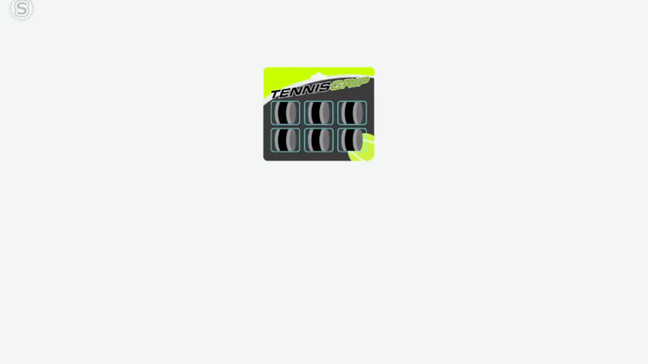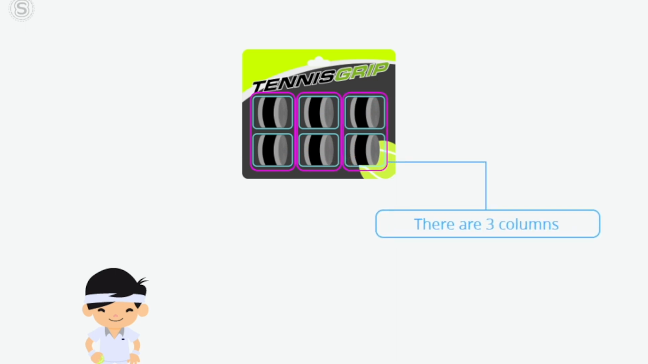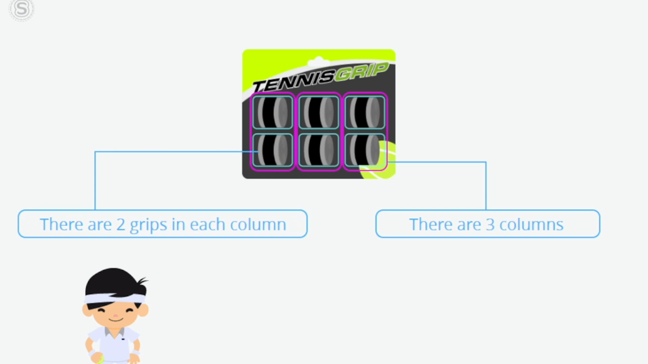They also have a packet of grips. Otto worked out a way to calculate the number of grips in the packet without counting them all. First, we can count the number of columns, which is 3. And then the number of grips in each column, 2. To work out how many grips there are in total, we can add 2 plus 2 plus 2, which is equal to 6.